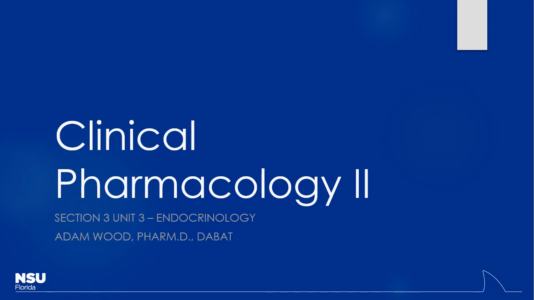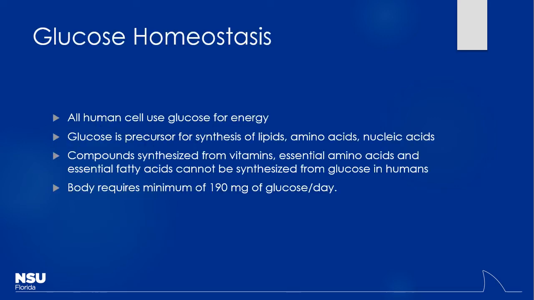Okay, so let's get into endocrinology. First thing we're going to talk about is glucose homeostasis. What are some of the big hormones that are going to help us with glucose homeostasis? Insulin and glucagon. Those are two of the big ones. We'll talk about a few more a little later on, like GLP-1. It's another big one we'll talk about.